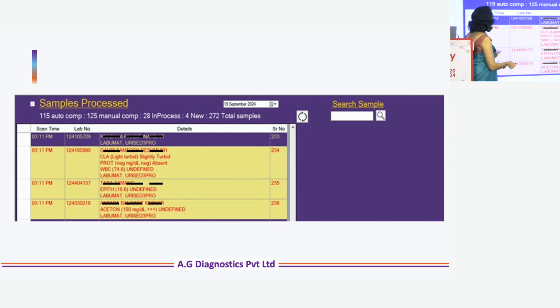If you can see, out of the 272 samples processed that day, 115 urine samples have been released by automatic selection, and the ones which are not released, we know what we have to look in them. So in this, there is a higher number of epithelial cells. Here there is acetone. So this filtration also became easy. So for that particular urine, we could only look at the acetone and then release the report.